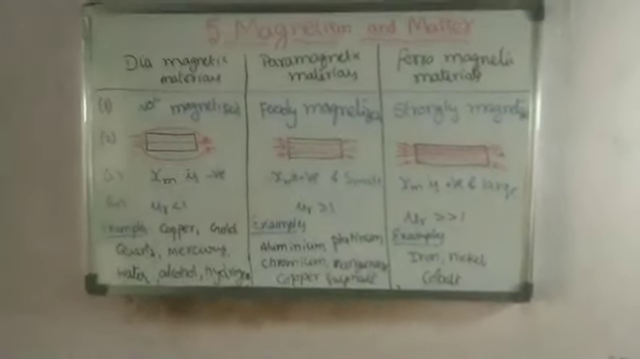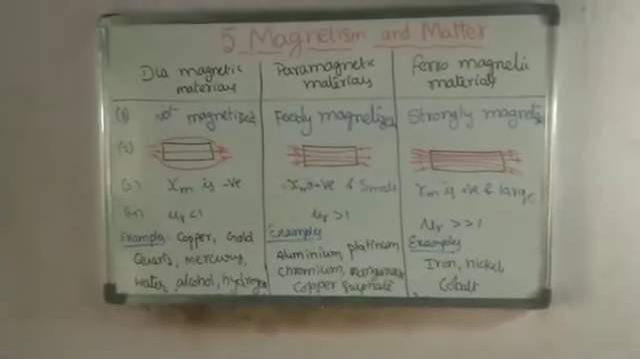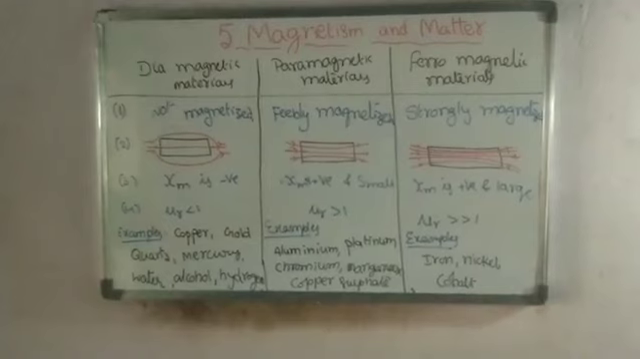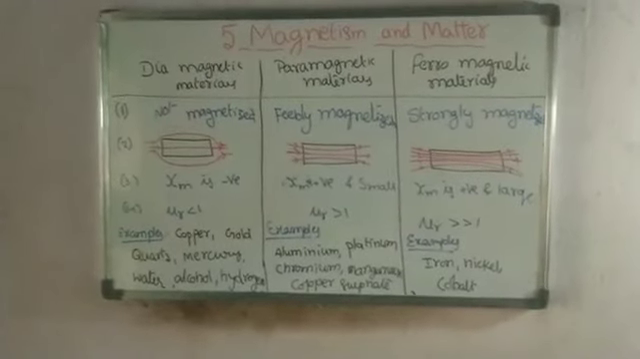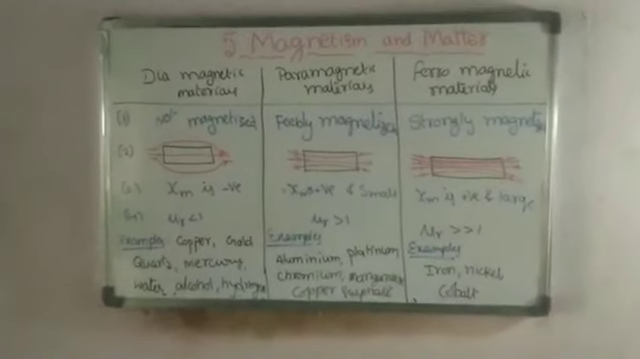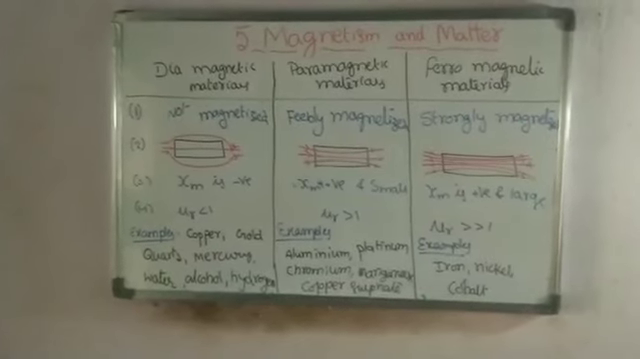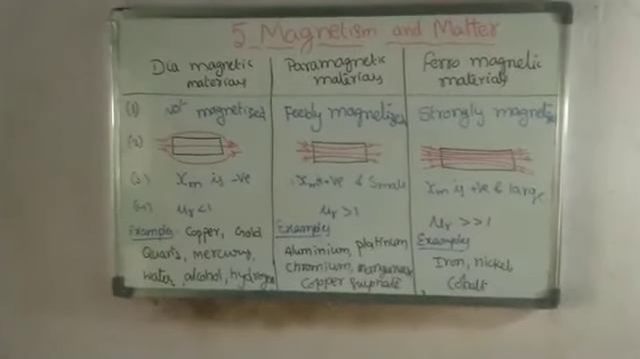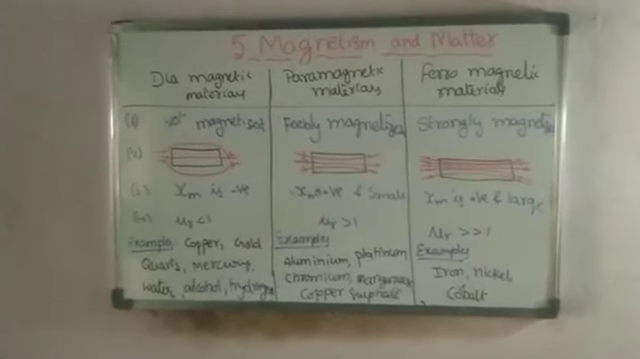See the examples for these magnetic materials. Diamagnetic materials are copper, gold, quartz, mercury, water, alcohol and hydrogen. So these are some examples for the diamagnetic material. You can remember any two because they are going to ask this in a 1 mark or 2 mark question. What are the examples for diamagnetic or paramagnetic or ferromagnetic? So you have to remember any two.